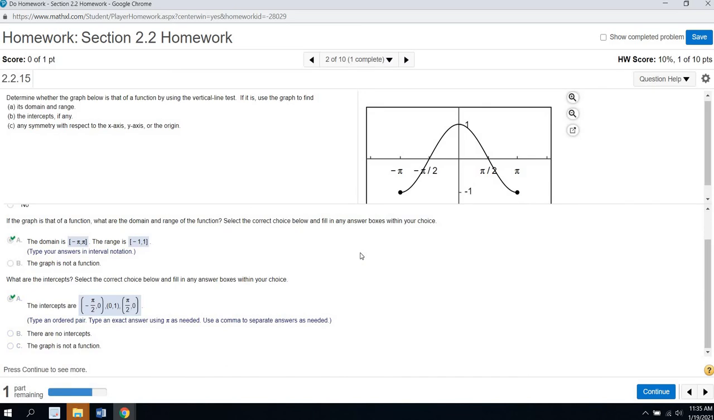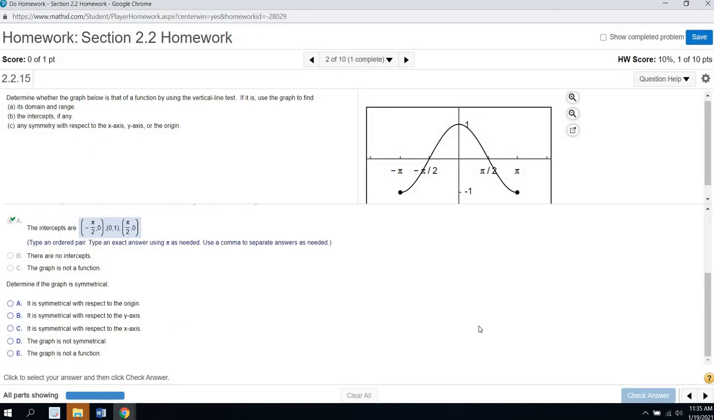So I'm trying to stress the things that are important because the computer's grading this. And we'll continue to the next question. And then, is the graph symmetrical? Yes, it's symmetrical. Is it symmetrical with respect to the origin? I don't know.